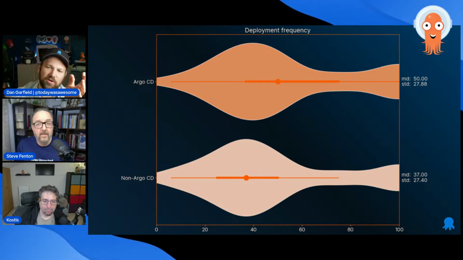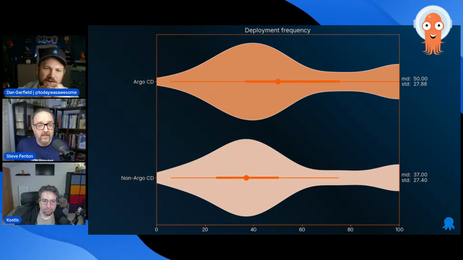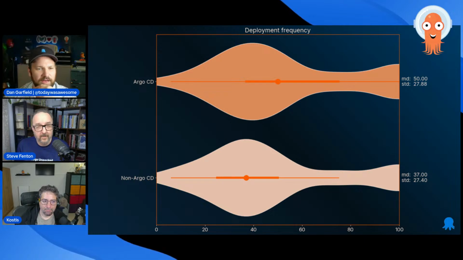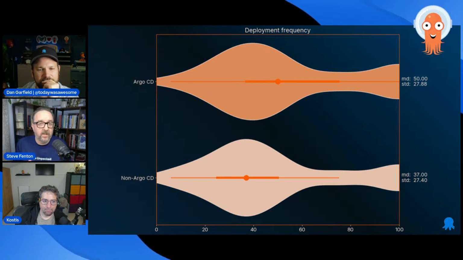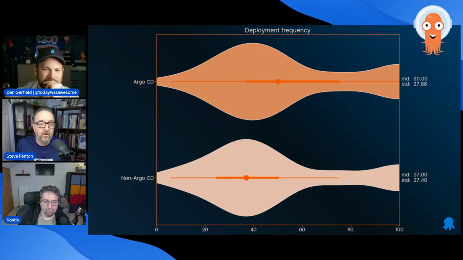And then again, if we're looking at the shape of this, there is a very fat head towards people that deploy very frequently being much more associated with people that are adopting more aggressively the GitOps principles. Yeah, exactly. So it's another case where Argo is doing something which is helping you deploy often.